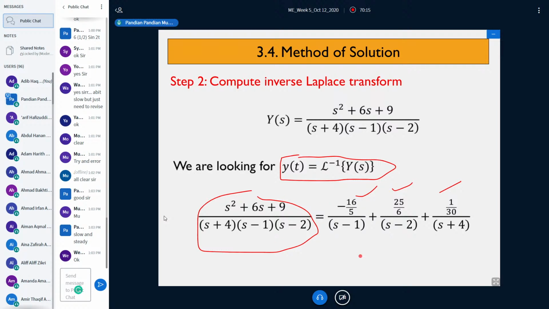So if you solve this, you must have equation 1, that is s squared, 1 equals A plus B plus C. According to this method, I am solving using the partial fraction. So this is equation number 1.